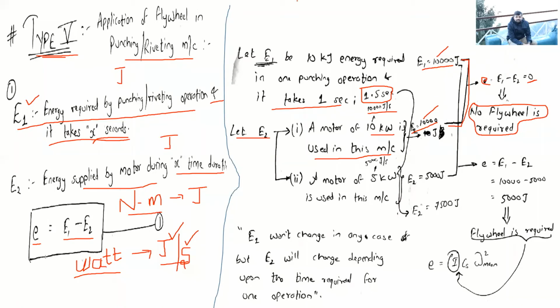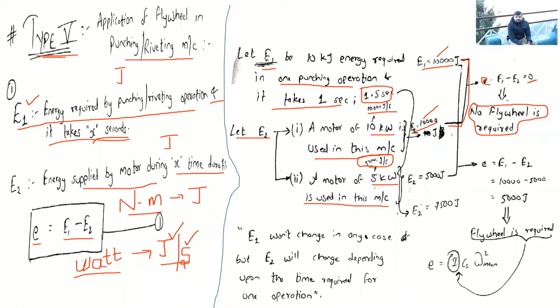Now let's take a second example in which the value of E1 is again 10,000 joules only. That is, for doing one punching operation, we need 10,000 joules of energy. Now the motor which has been employed, let's say we bought a 5 kilowatt motor rating, and we want to use it in our punching machine. So what will happen now? The capacity of the motor is 5,000 joules per second. That is, in every second, it will be able to provide 5,000 joules of energy.